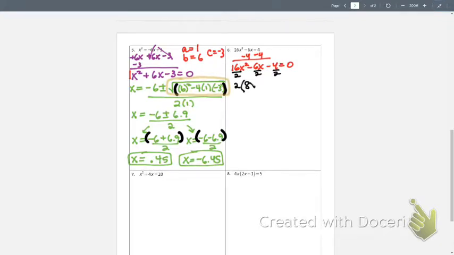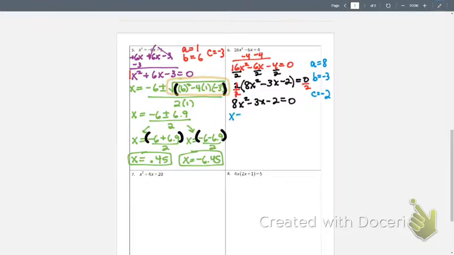So if I do that, I get 8x squared minus 3x minus 2 equals 0. Then if I were to divide both sides by 2, this 2 is going to disappear. And that leaves me with 8x squared minus 3x minus 2 equals 0. And I can get my a, b, and c from there. In this problem, a is 8, b is negative 3, and c is negative 2. Don't forget to take your signs with you as you're defining a, b, and c.